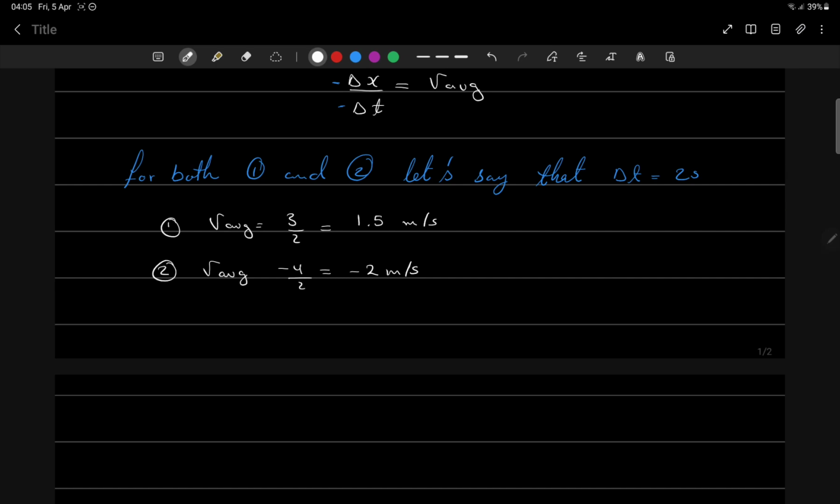And because velocity is a vector quantity, from just seeing the answer here, you can tell that those two velocities were in opposite directions, because one of them is positive, in the positive direction, and the other one is in the negative direction.